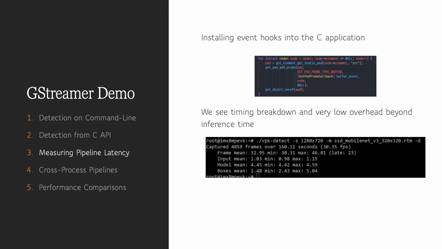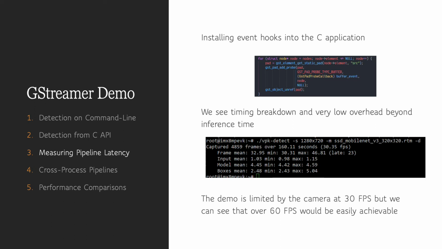We can see that the overhead of feeding a 720p frame into a model running at 320 by 320 and performing the bounding box decoding is very low. In fact, in this example, while the demo is limited by the camera running at 30 frames per second, we can see that over 60 frames per second would be easily achievable.